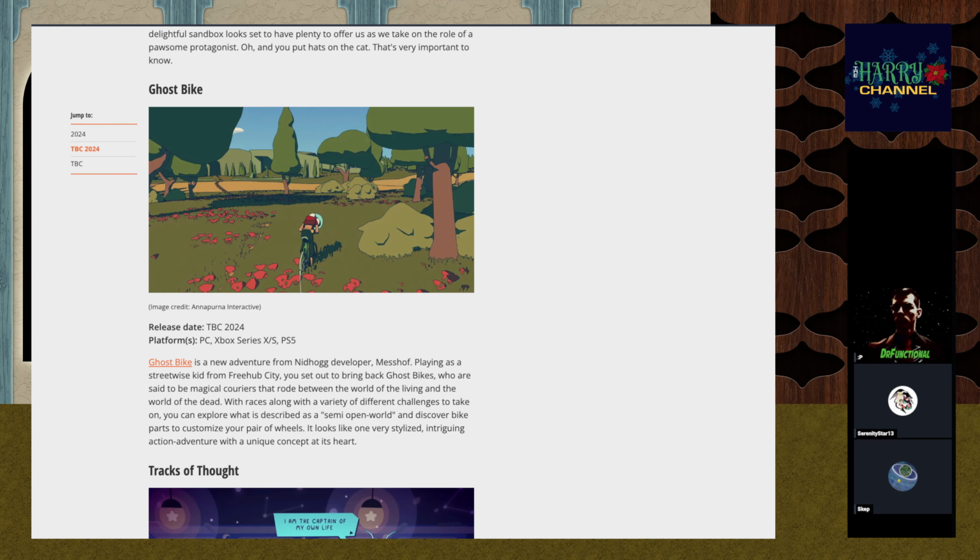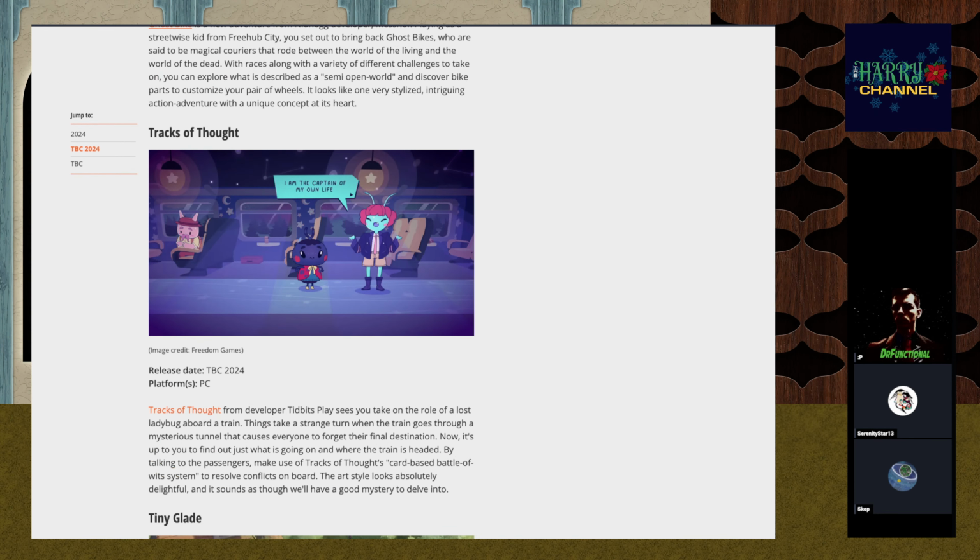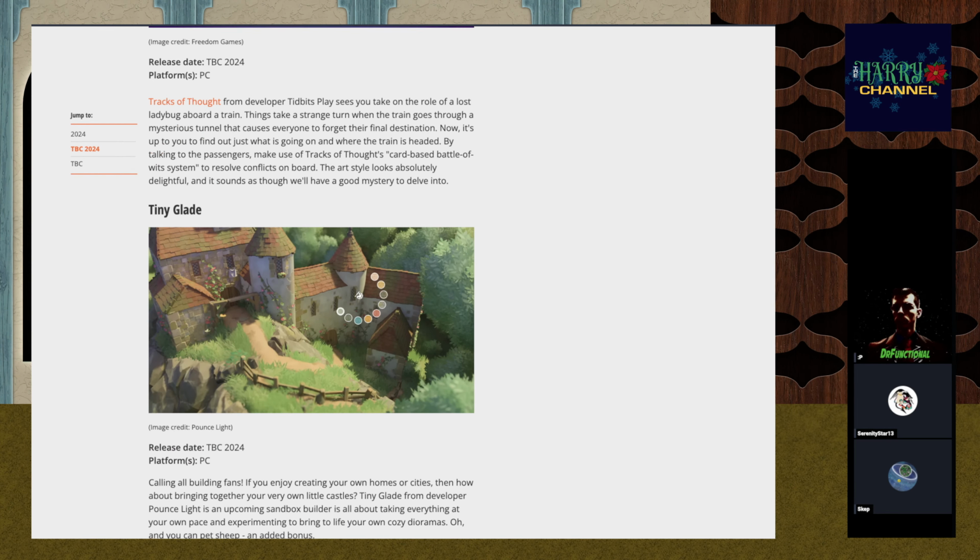Ghost Bike is a new adventure from Don't Care. Playing as a streetwise kid from Free Hub City, you set out to bring back ghost bikes, who are said to be magical couriers that rode between the world of the living and the world of the dead. With races along with a variety of different challenges to take on, you can explore what is described as a semi-open world and discover bike parts to customize your pair of wheels. It looks like one very stylized, intriguing action adventure with a unique concept. That sounds kind of cool. Yeah, it sounds like it could be fun.